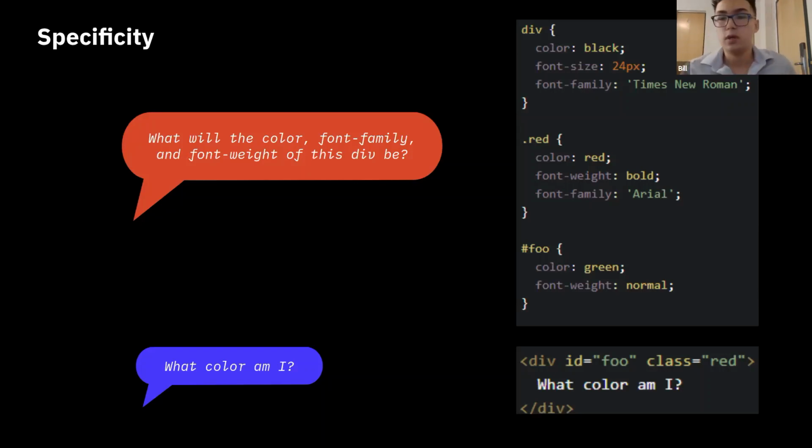I saw one of you mention that. It's going to be 24 pixels because you go all the way back to the element selector. Even though it's the least specific, there are no rules in the class selector or in the ID selector that contradict that font size, so it's going to keep that font size of 24 pixels.